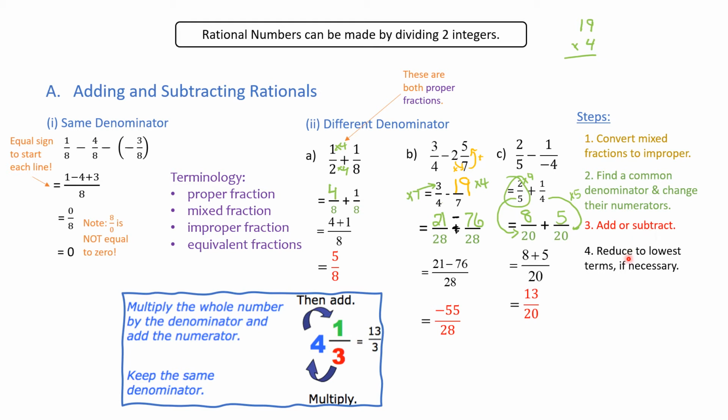8 and 5 is 13, and it is in lowest terms. 13 is a prime number. It has no factors other than 13 and 1, and 13 doesn't go into 20. So that is in lowest terms.